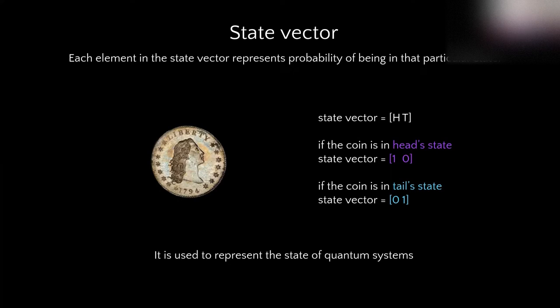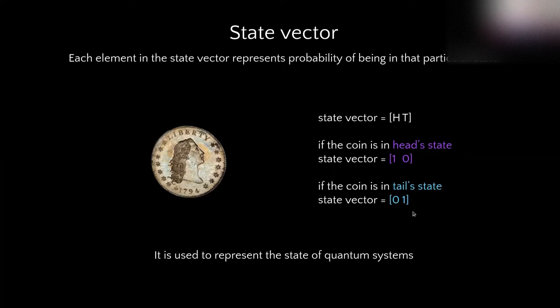For example, we have a coin and it can be in heads or tails. So the state vector is just a vector containing the probabilities of being in heads or tails state. In case the coin is in the head state, then the state vector is 1, 0. Here 1 represents a 100% probability of being in head state, and 0 represents a 0% probability of being in tail state, which is obvious because we know that the coin is currently in the head state. And likewise for the tail state, we put 0 before 1, indicating that the probability of being in head state is 0 and of being in tail state is 1.